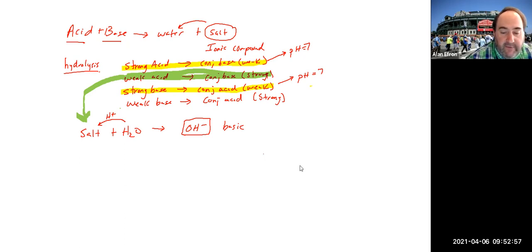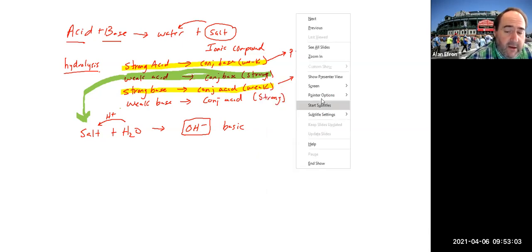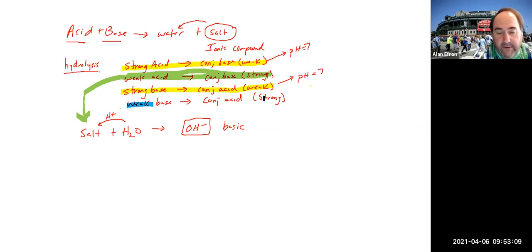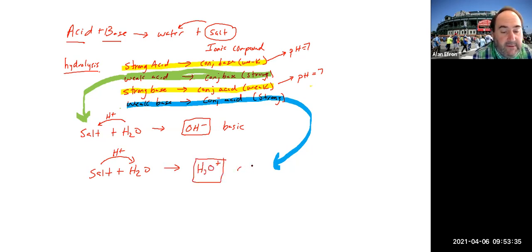The same thing occurs if we are dealing with a salt that generates from a weak base originally. In that case, we would also have hydrolysis occur. The difference is what's going to happen when it reacts with water. Again, we'll have that salt and that water. The difference here is it came from a base, which means the salt will act as an acid and donate the H plus over. The result is we will generate H3O plus. And as a result, we would expect the solution to be acidic in that case.